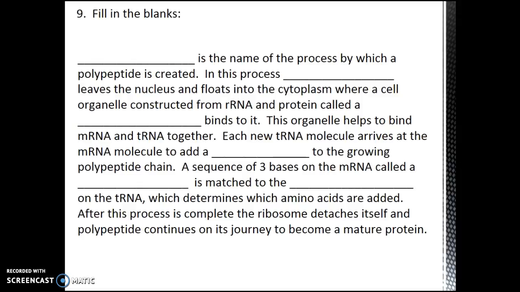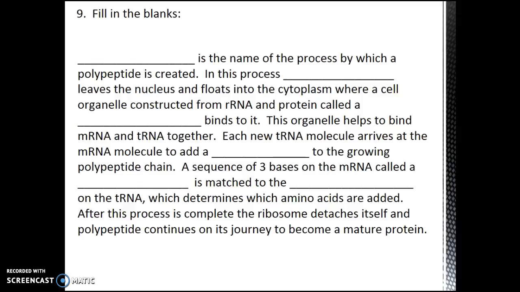Question number 9, blank is the name of the process by which a polypeptide is created. In this process, blank leaves the nucleus, floats into the cytoplasm where a cell organelle constructed from rRNA and protein called a blank binds to it. This organelle helps to bind mRNA and tRNA together. Each new tRNA molecule arrives at the mRNA molecule to add a blank in the growing polypeptide chain. A sequence of 3 bases on the mRNA is called a blank, and it is matched with the blank on the tRNA, which determines which amino acids are added. After this process is completed, the ribosome detaches itself and the polypeptide continues on its journey to become a mature protein.